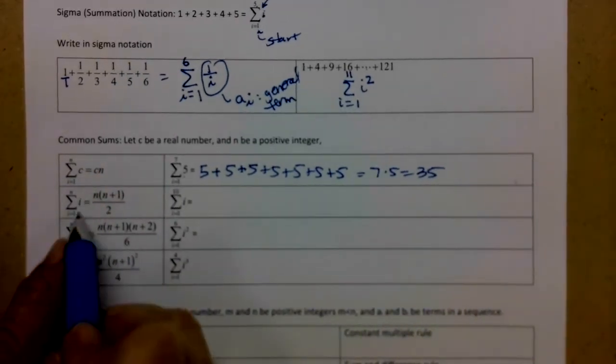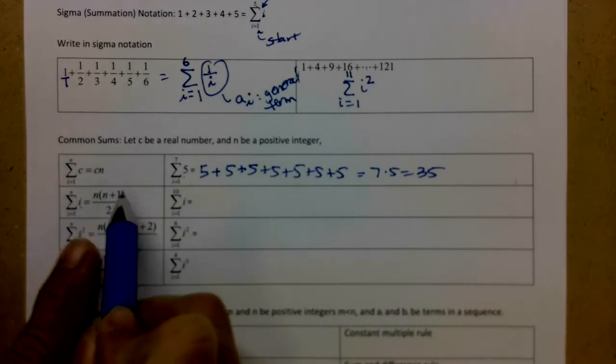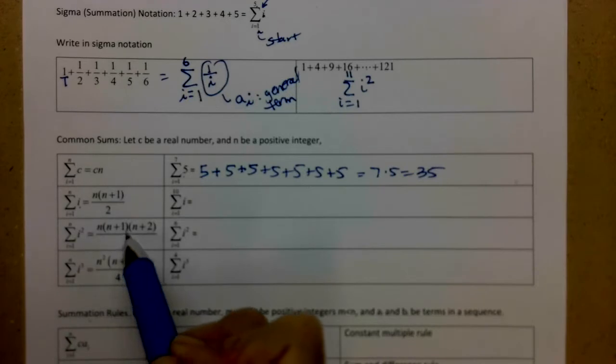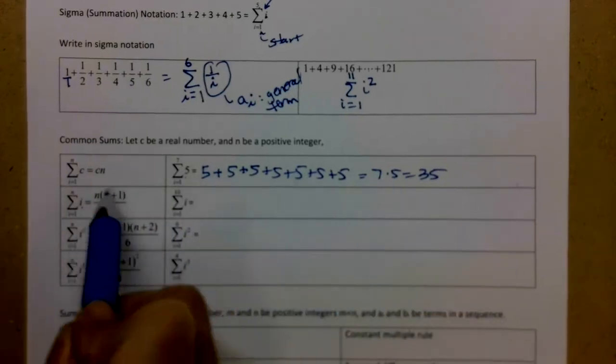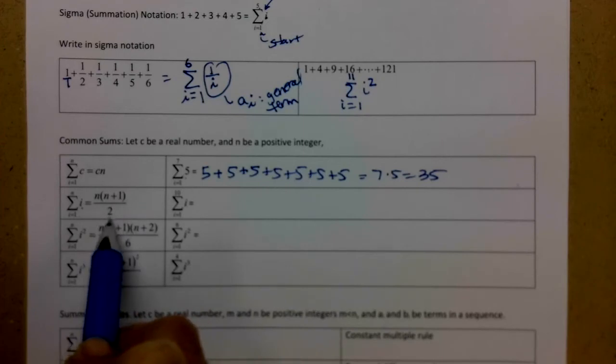This next one, so if we're adding up all of the i's from 1 to n, we can find that number without actually doing the addition using this formula. It's n times n plus 1, all divided by 2.